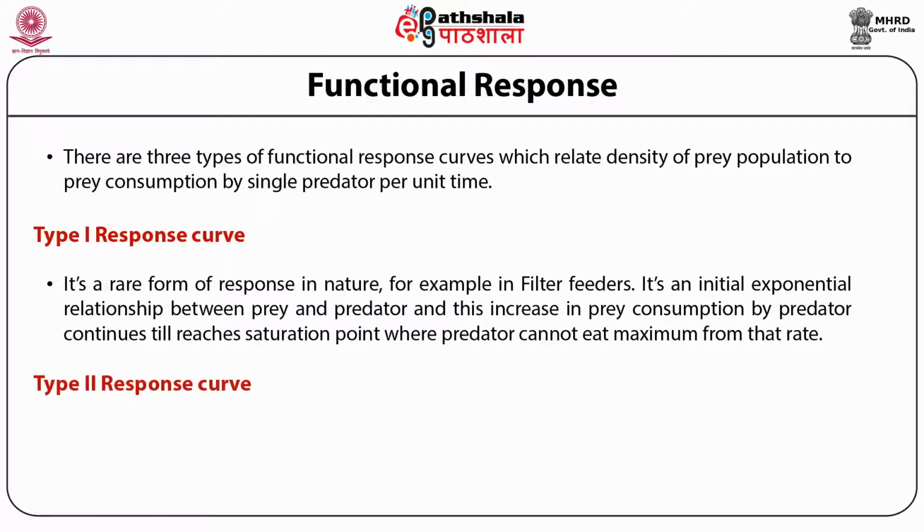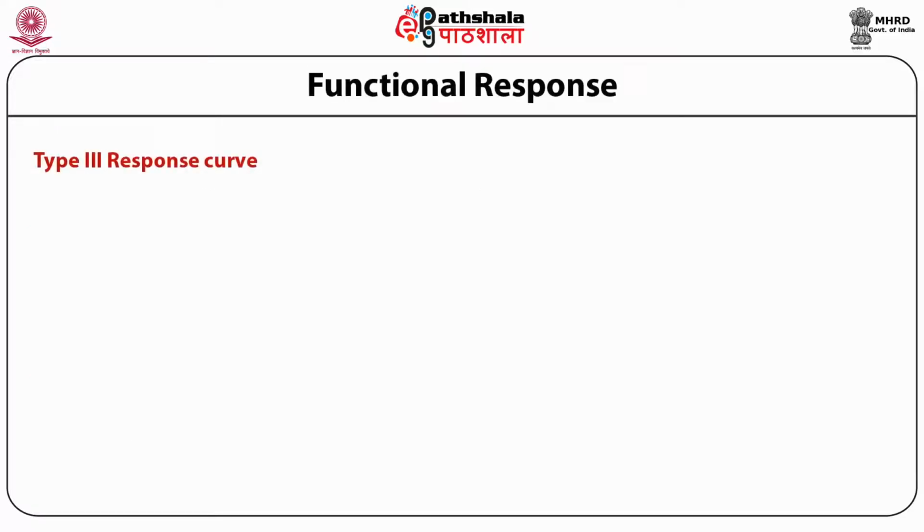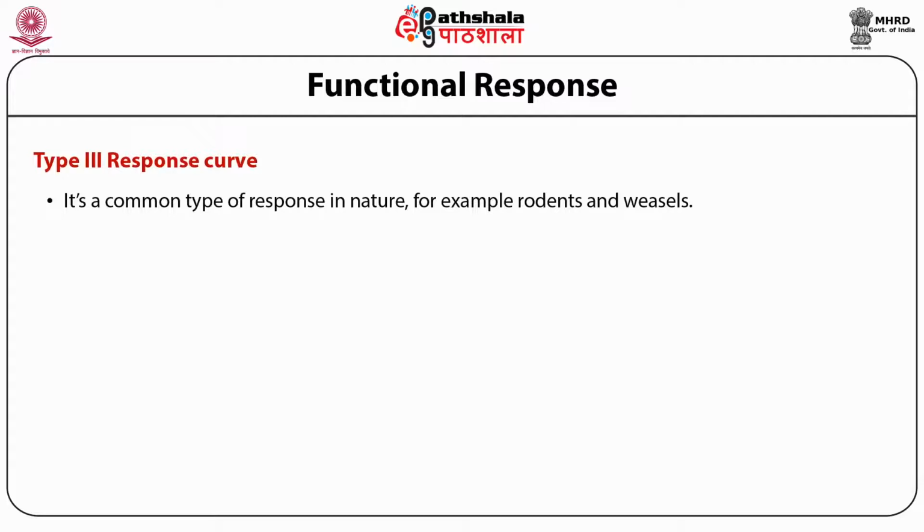Type 2 response curve is also common in nature, depicting a logistic increase in the rate of consumption on increase in prey density that levels off to a plateau. This type of response destabilizes the prey population. We can see in figure number 11 the type 3 response curve. It's a common type of response in nature, for example, in rodents and whales.